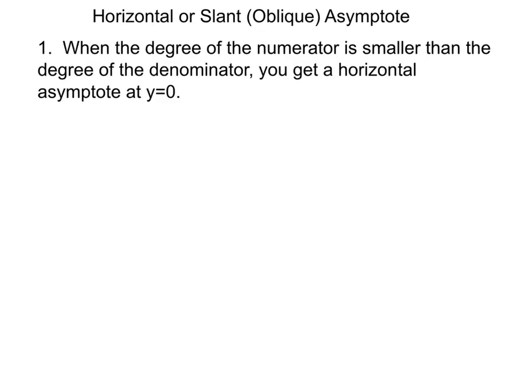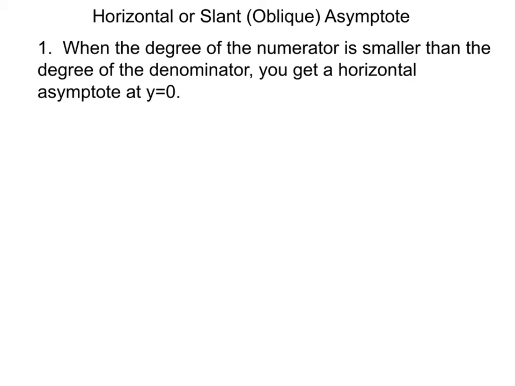Kind of like with polynomials, in order to find the end behavior of a polynomial, you looked at the leading coefficient and the highest degree. That's the same concept. You always look at the leading behavior. We're going to look at the leading behavior of the numerator and denominator, and that is going to tell us what our asymptote is. Okay, here's our first scenario.